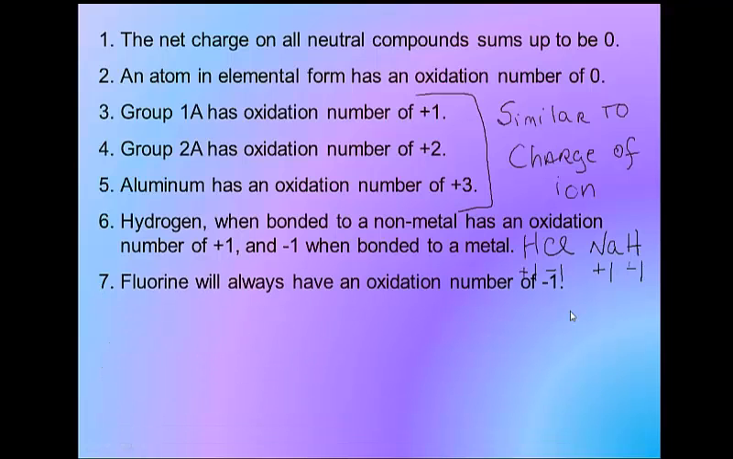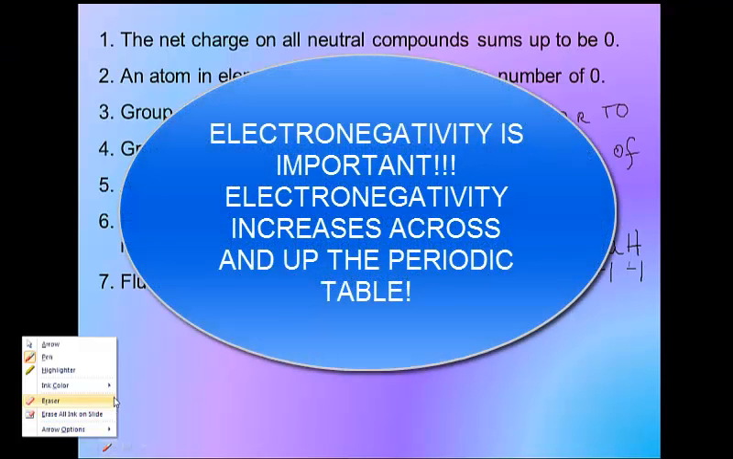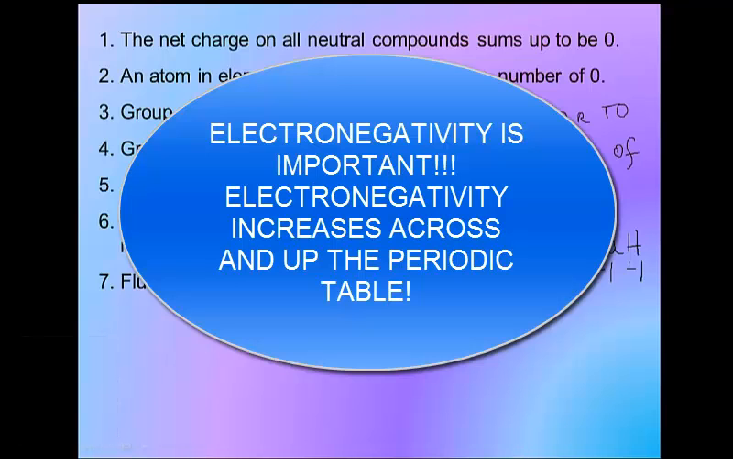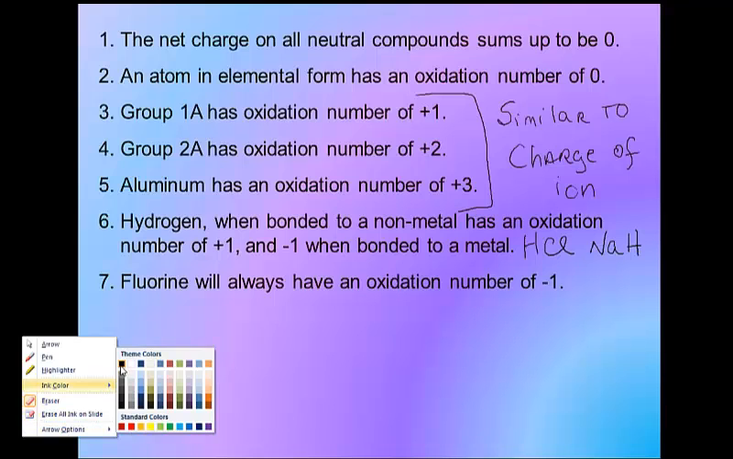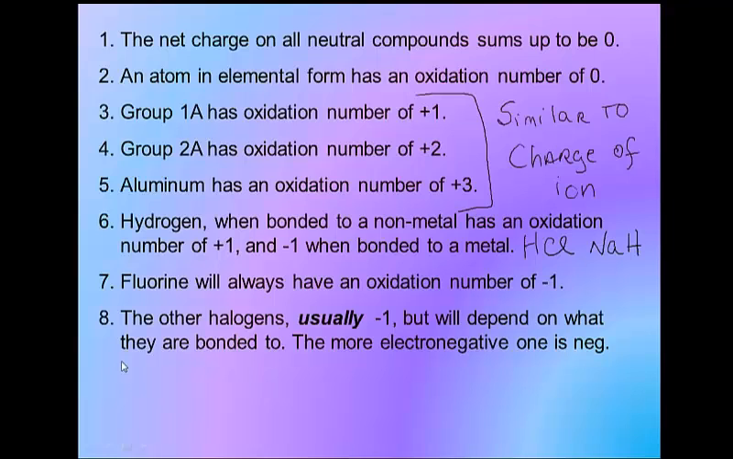Fluorine. Fluorine is the most electronegative element on the periodic table. It will always be the negative end. Nothing supplants it. The other halogens are usually, note the emphasis on usually, a -1, but that will depend on what they are bonded to. The more electronegative halogen will be the -1.